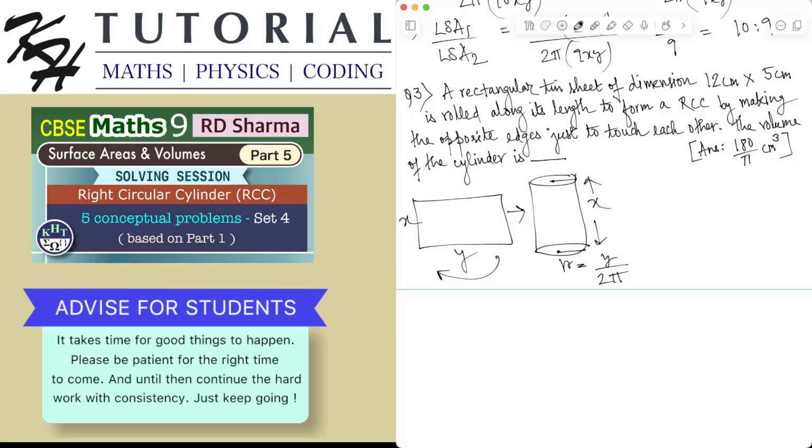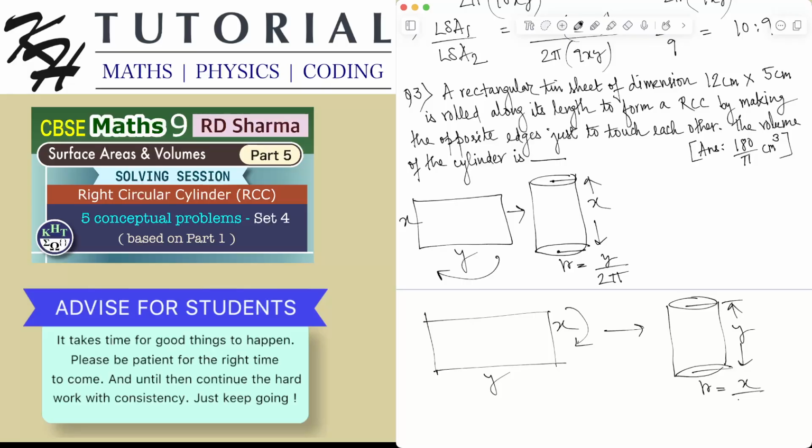Similarly, let's say the same rectangular sheet of length y and breadth or width x is rolled along the width or breadth, then the RCC formed will have height y, and the radius r will be equal to x by 2 pi. So this is one concept you must be very well aware of.